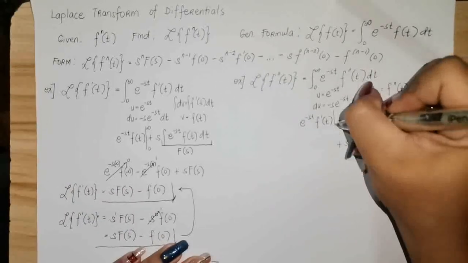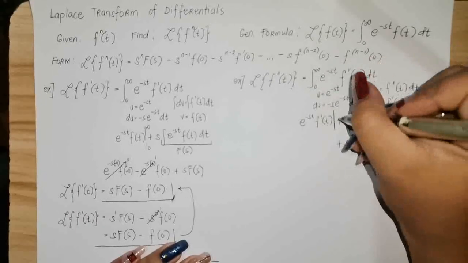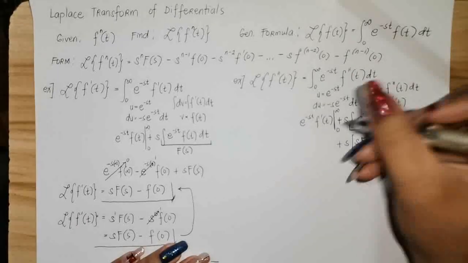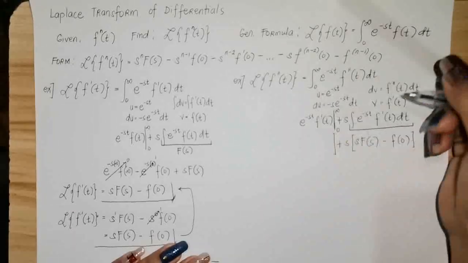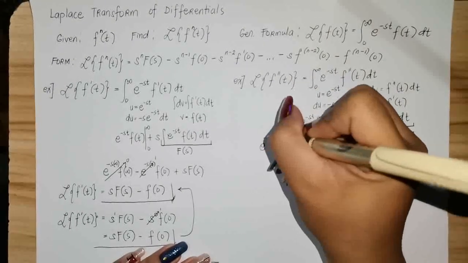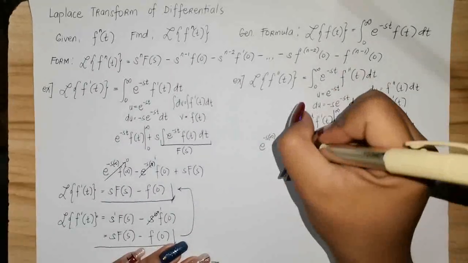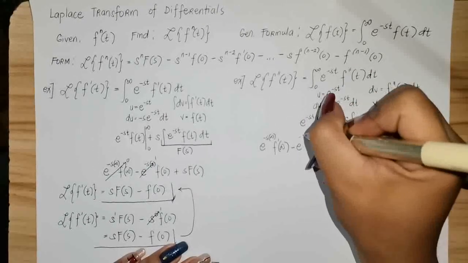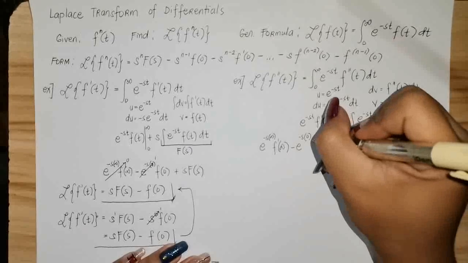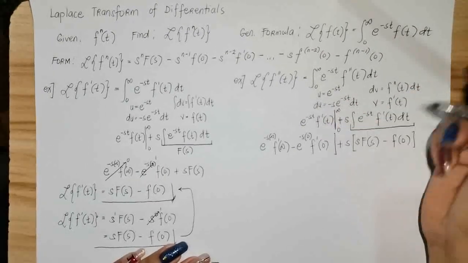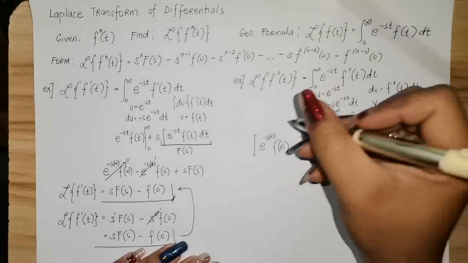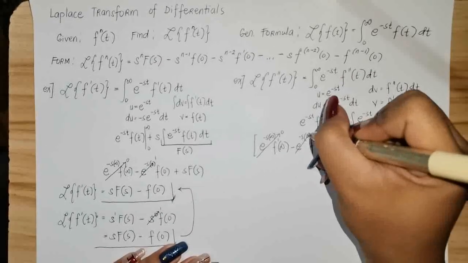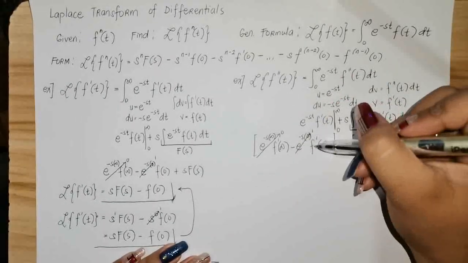Then this one, let's evaluate using the limits from 0 to infinity. So that is e raised to negative s multiplied to infinity, then f prime of infinity, minus e raised to negative s multiplied to 0, then f prime of 0. Knowing that e raised to negative infinity will be 0, this part will be 0. Then e raised to 0 will be 1. So what remains here is minus f prime of 0.